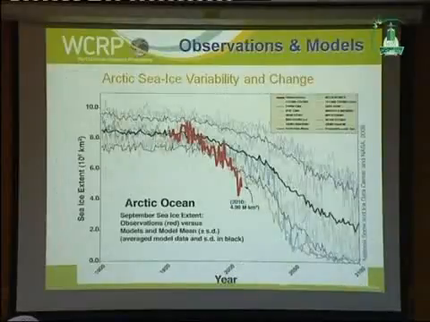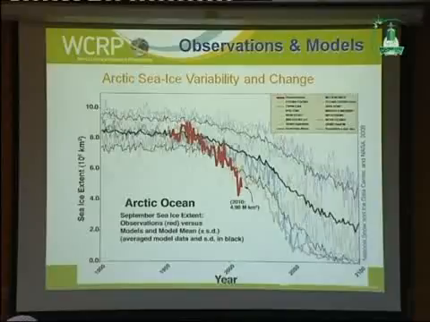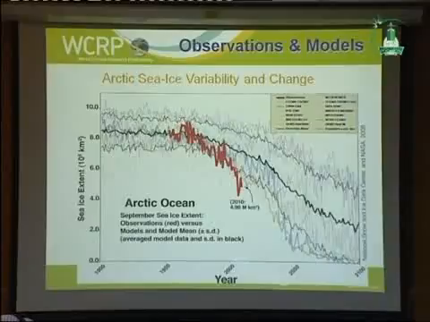Another area that contributes to the sea level variability is the sea ice. The red line is the observations. All these colored lines are models. Again, the models are not quite good enough to give us a good measure of this change. This is an area of research for WCRP to make greater progress.